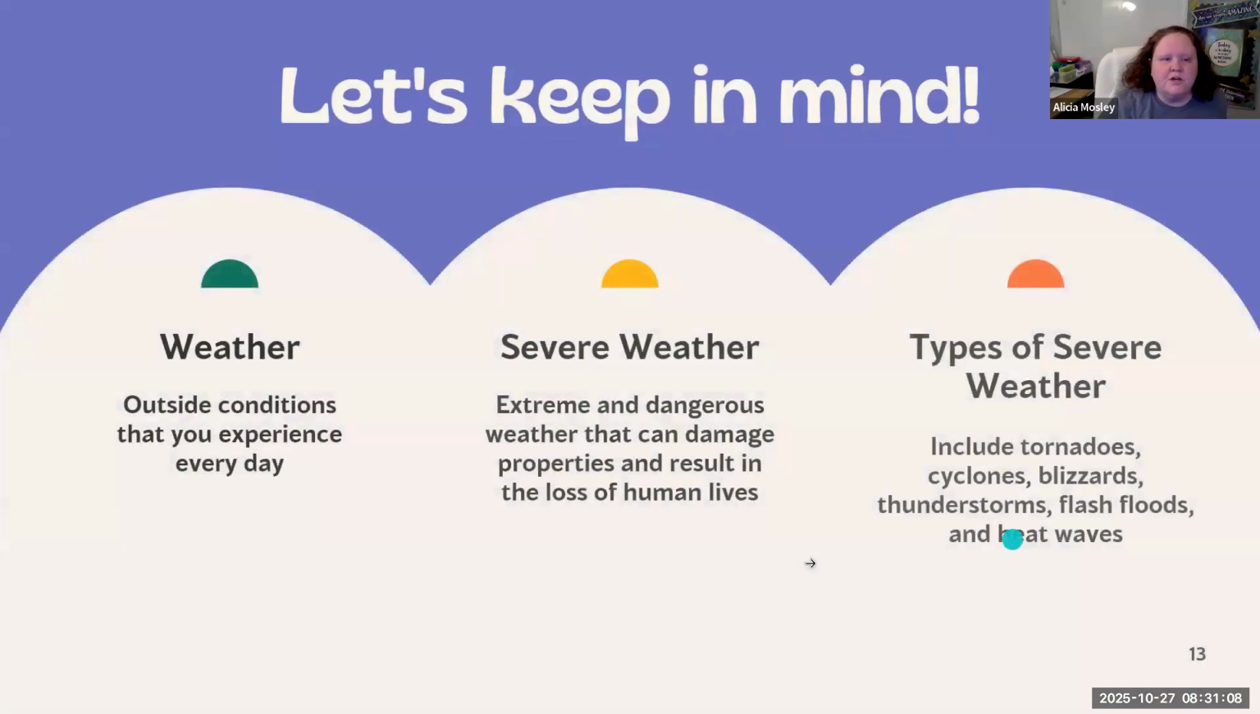Right. So let's keep this in mind, okay? Weather means it's the outside conditions that you experience every day. Severe weather is extreme and dangerous weather that can damage properties. And then types, if I ask you about the types of severe weather, that's going to be the different things like tornadoes, cyclones, blizzards, thunderstorms, flash floods, and heat waves.